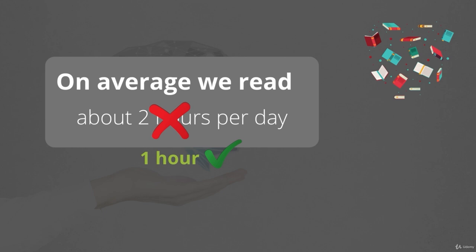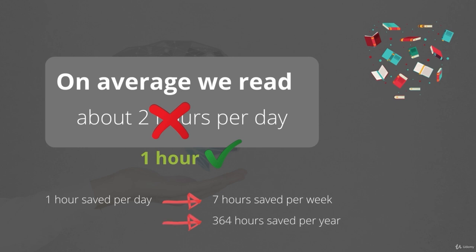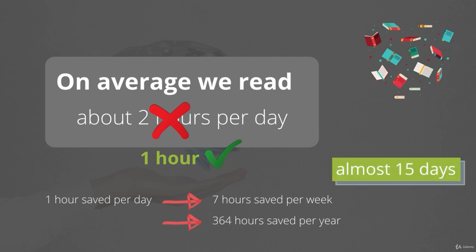Well, first of all, 1 hour saved per day equals 7 hours saved per week. And over the whole year, this adds up to about 364 hours saved in an entire year. So almost 15 days. 15 days, that's almost half a month of saved time. Can you imagine that? That's awesome. That's more than the entire vacation time of an average US worker. 15 days saved. And what can you do with this saved time?